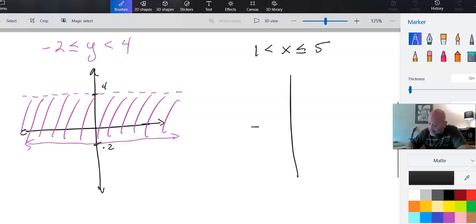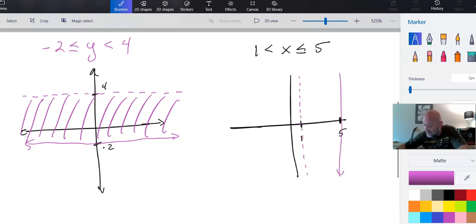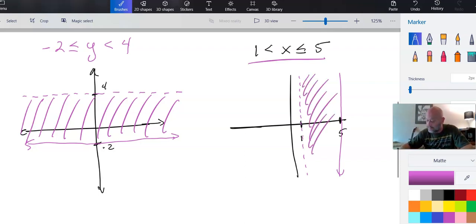So let's go ahead and make our graph here. Now this is x, so that means I'm going from 1 on the x-axis to 5 on the x-axis. At 1, I don't have an equal to, so it's a dotted line or dashed line. At 5, I do have an equal to, so it's a solid line. And anytime you see these triple inequalities like this, that's a betweenness statement, so it's everything in between.